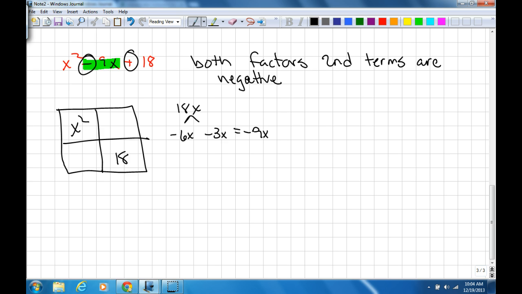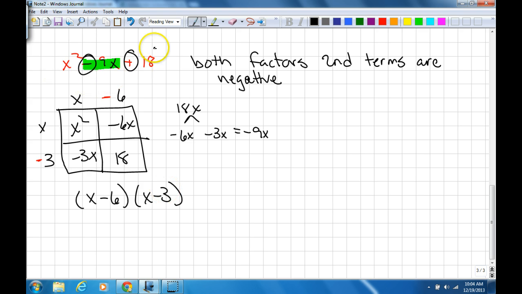Okay? So, negative 6x, negative 3x. Now, remember I said both factors, second terms, have to be negative. So I'm going to go ahead and label those right here. This is going to be negative. This is going to be negative. So the first row I could take out an x. Second row I could take out a 3, but I'm going to make that negative. First column I could take an x. Second column I could take out a 6. So my factors of this are x minus 6 and x minus 3.